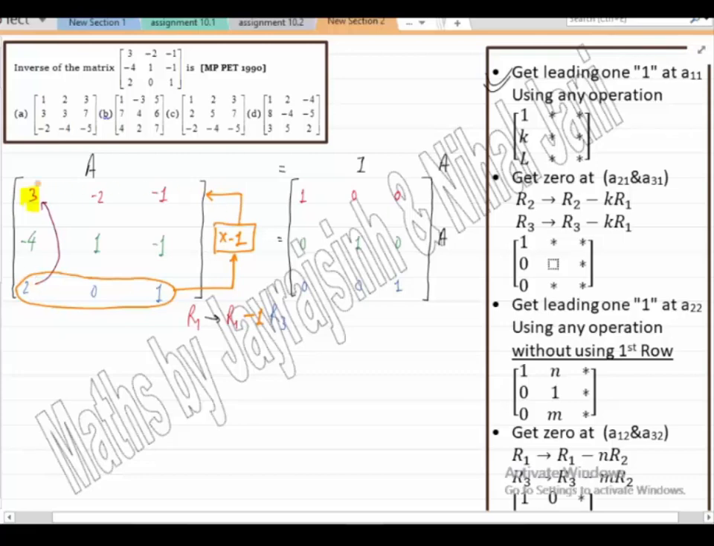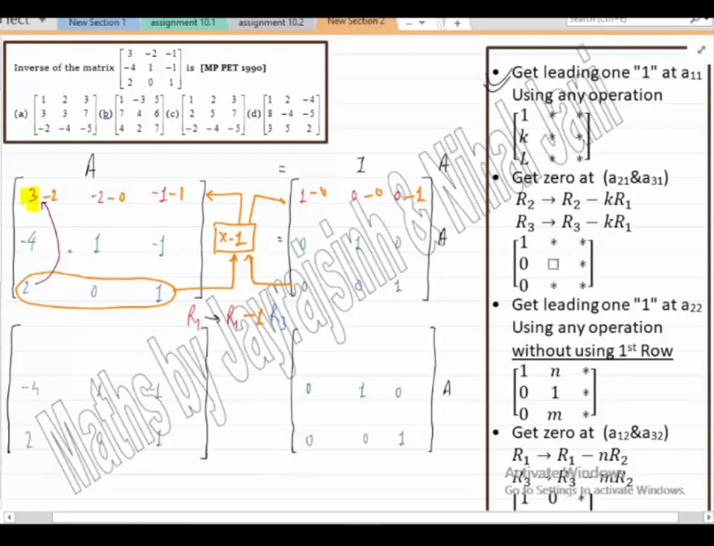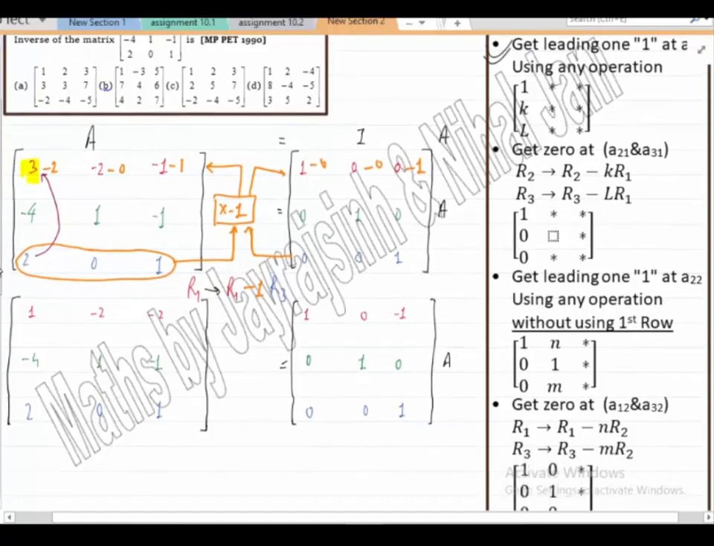Then 2 into minus 1 gives us minus 2, 0 into minus 1 is minus 0, 1 minus 1 will be minus 1. Same thing on the right side, and it will give us 0 into minus 1, minus 0, 0 and minus 1. As you can see, in this process our second and third rows will be as they are. The first row will be changed to 1, minus 2, minus 2, 1, 0, minus 1. So here we complete our first step.